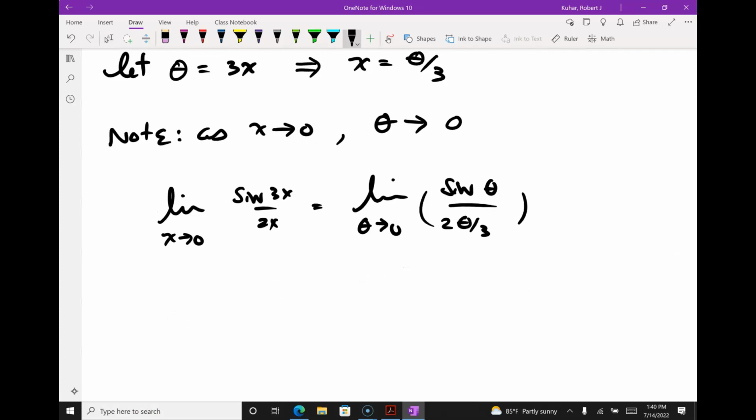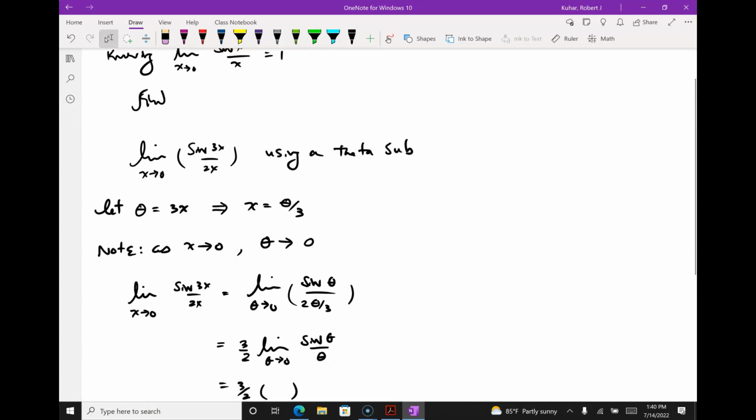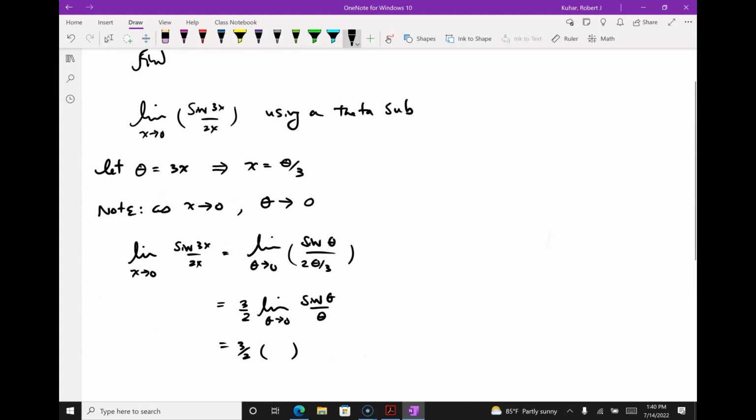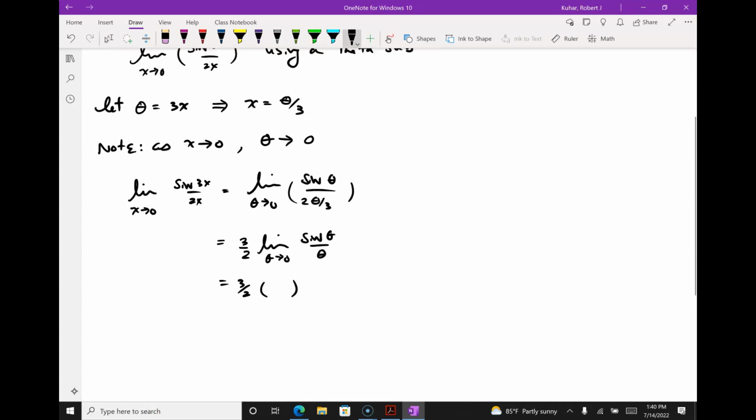So what coefficient comes out here? What coefficient comes out of the limit? Yeah, 3/2, nice. So it's 3/2 times the limit of theta goes to 0 of sine of theta over theta, must be 3/2 times what? Where does that original limit go to? 1. So 3/2.